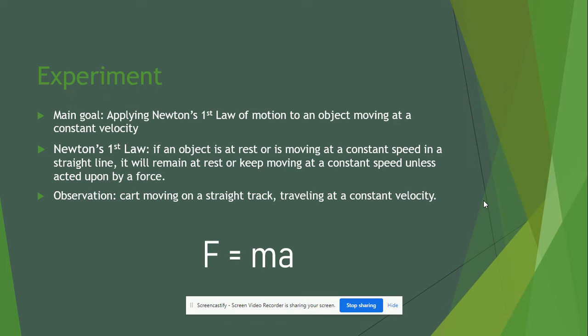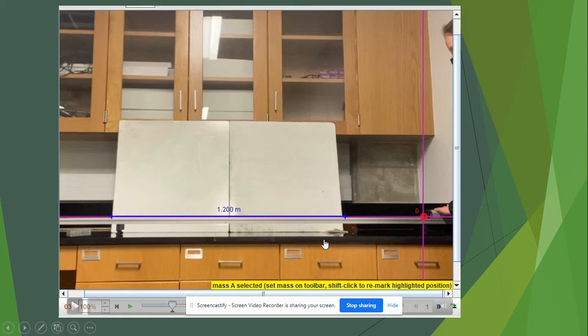For Lab 1, we analyzed the cart moving on a straight track, traveling at a constant velocity. If we consider the formula for net force, F_net = m·a, meaning that if there is no acceleration, the net force is zero. In this video, it shows the cart being pushed across the track.